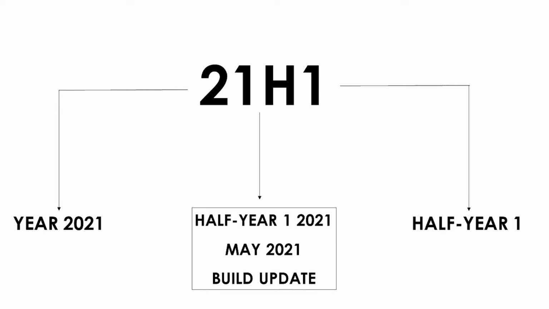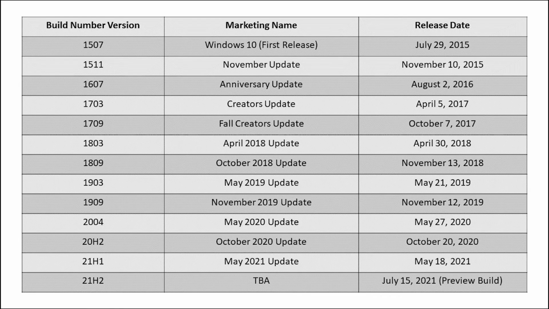To know the exact release date of these updates, you have to check it out on the Windows official page or much easier on Wikipedia, for which I will leave a link in the description. The recent major cumulative update to Windows 10 happened to be its 12th major update, codenamed 21H2, whose previous build was recently released on July 15, 2021.